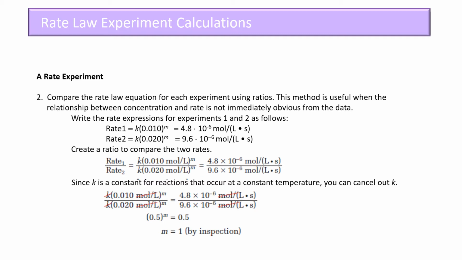Create a ratio to compare the two rates. So we have rate 1, we have rate 2, with the values on the top to match the values on the bottom. Since k is a constant for reactions that occur at a constant temperature, you can cancel out k. Then if you solve, you will get 0.5 to the order m equals 0.5. So by inspection, m is equal to 1.